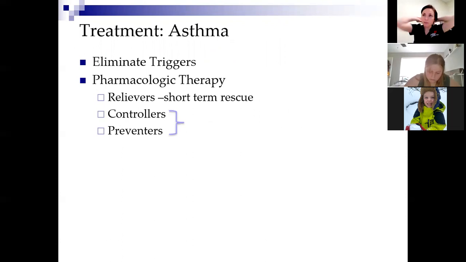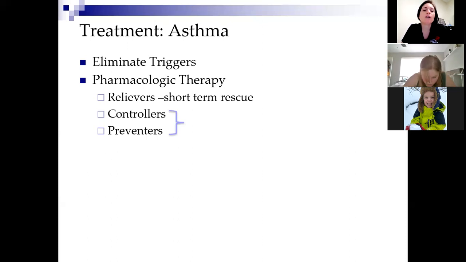So the current treatments for asthma are to eliminate the triggers. If it's pollen or dust, whatever the trigger is, you try to do your best to eliminate those triggers. And then there are some medications that we'll discuss. There are relievers that work short term, and then there are drugs that are kind of controllers and preventers. The relievers, sometimes we call them rescue inhalers and things like that.